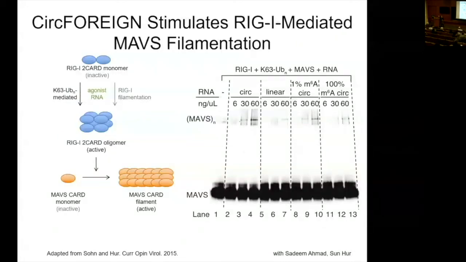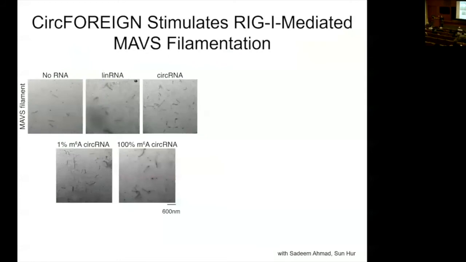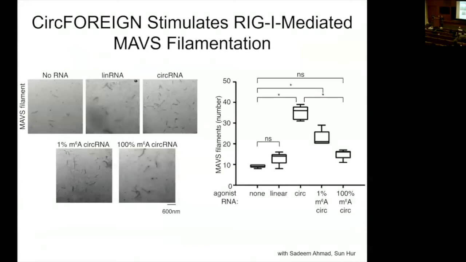And then we can also modulate by the addition of m6A. And so we took these samples and we made EM grids. And you can see just by the number of filaments that unmodified CircFOREIGN strongly induced MAVS filamentation, and the addition of m6A RNA modification decreased that. And when we count the number of filaments and quantify them, we again observe this trend where just 1% of m6A is enough to decrease the immune response by about 50%.